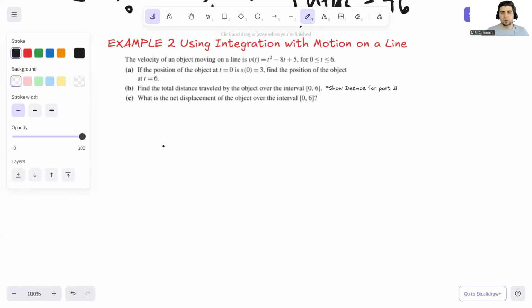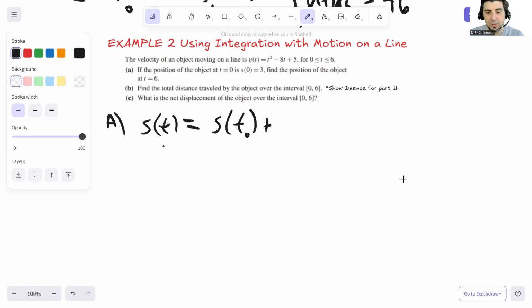Right, example 2 here, we're going to use integration with motion along a line again. Here we have another velocity function. If the position of the object at t equals 0 is s of 0 equals 3, find the position of the object at t equals 6, and then we'll do the rest of this. So for part A here, s of t is going to be equal to the initial position plus the net displacement from t sub 0, the initial time, to whatever time of the velocity function.